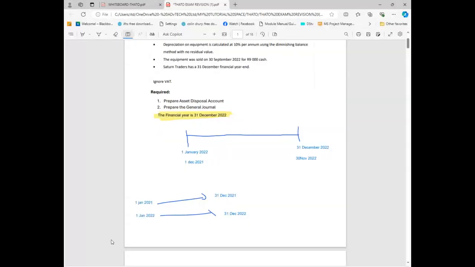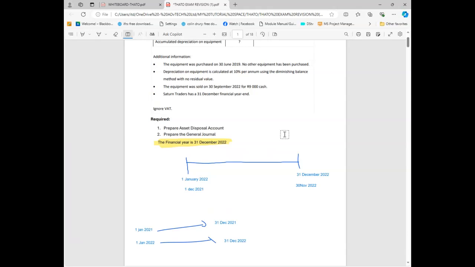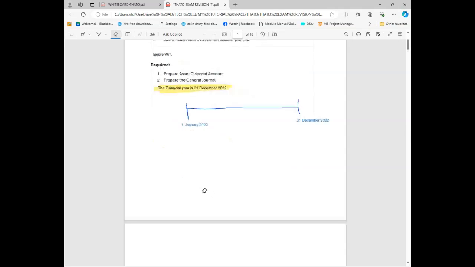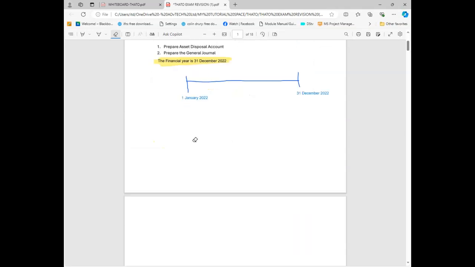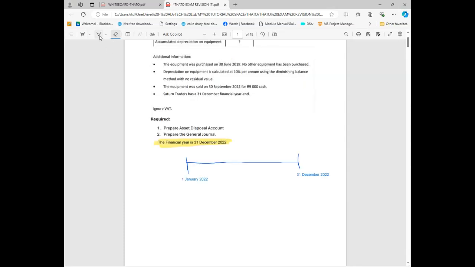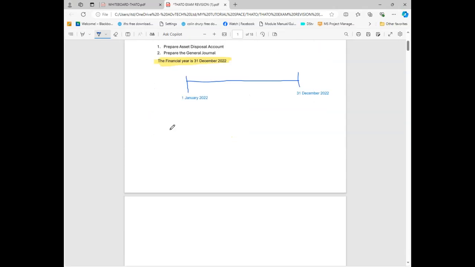Now that we have spoken about the financial year, I want us to make sure that we understand better. Let me just delete this so that you can see what we mean. Firstly, they want us to open the asset disposal account. So I'm going to open the asset disposal account, separately. So I'm going to do this.